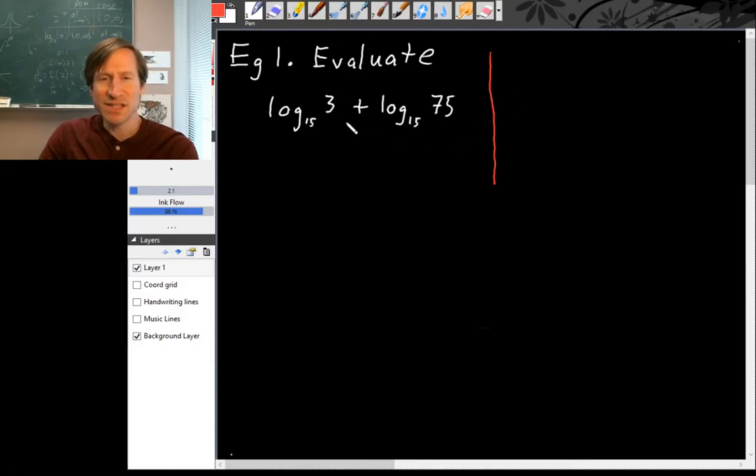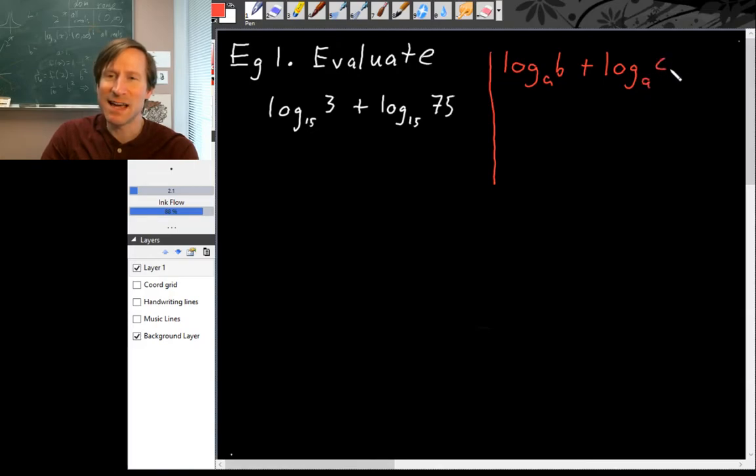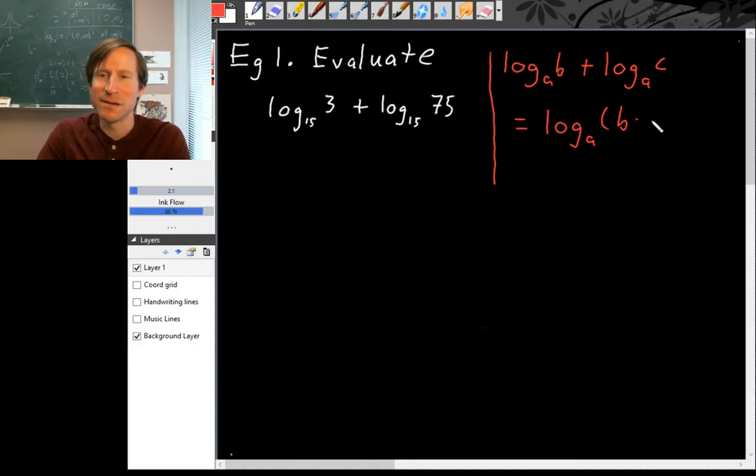Since these two logarithms are being added, you might try to think of what you know about when you have two logarithms with the same base that are added together like this. Well, the product rule for logarithms says that this is the same as log base a of b times c. That should be a c. So a product inside a logarithm is the same as a sum outside a logarithm.